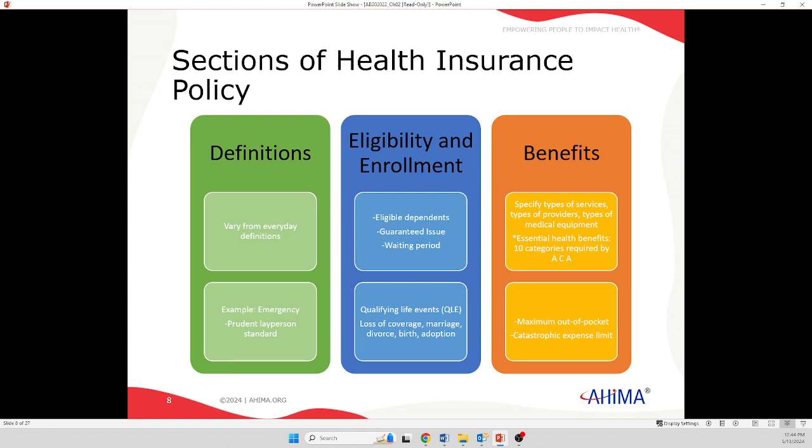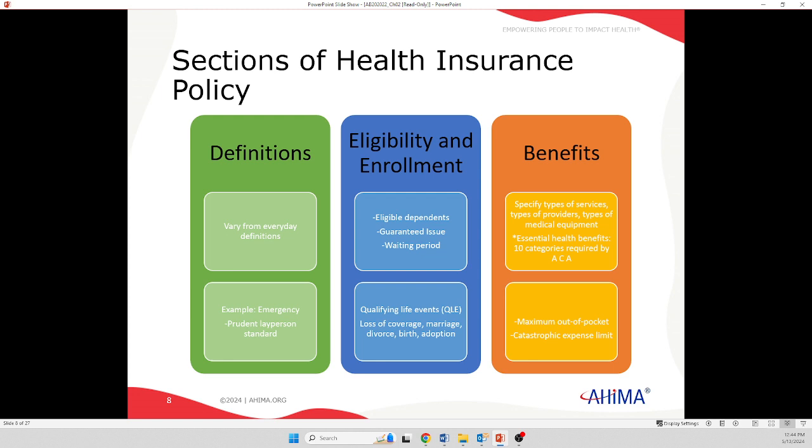Now, you're also going to see there with a little star, essential health benefits. There are 10 categories that are required by the ACA. That is listed at the bottom of 23 and 24. So you have ambulatory patient services, outpatient care, prescription drugs, emergency care, behavioral health services, hospitalization, rehab and habilitative services, preventative and wellness services, lab services, pediatric care, maternity, and then newborn care.